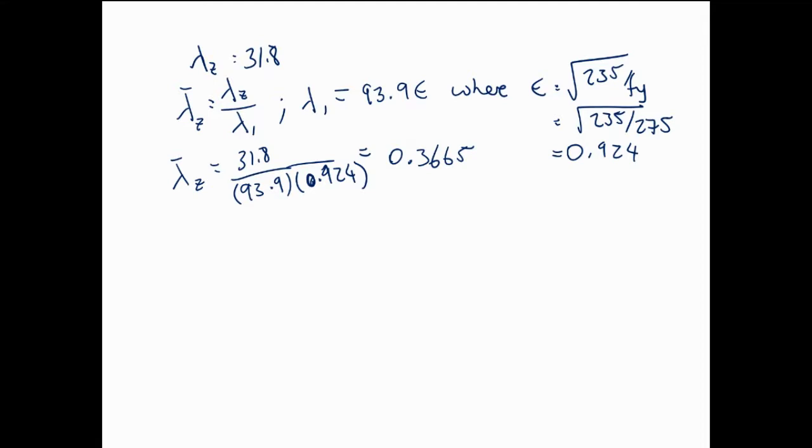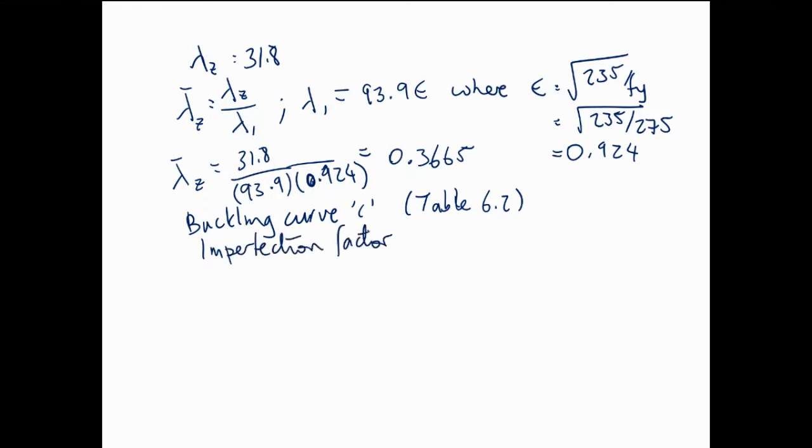So then, we're still going to use buckling curve C as last time because it hasn't changed. That came from table 6.2, that's going to give us the imperfection factor alpha, which is equal to 0.49. Again, 0.49 came straight from table 6.1.